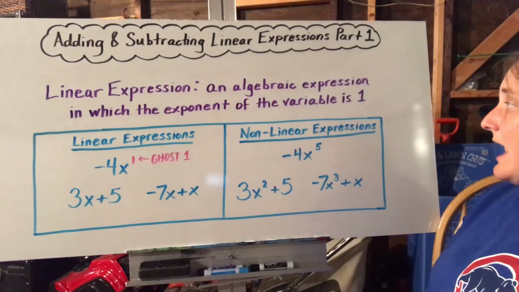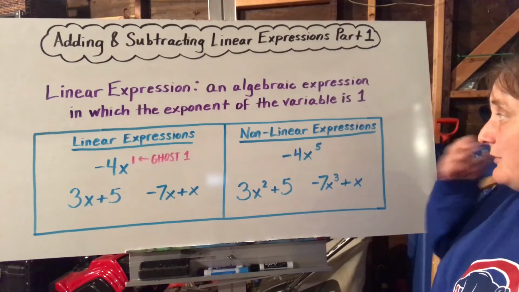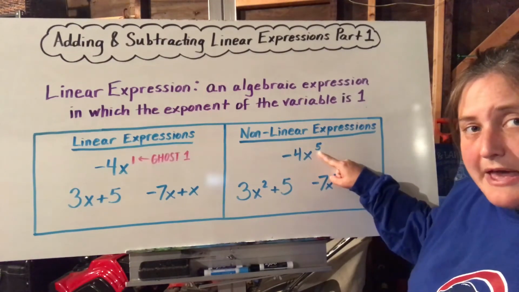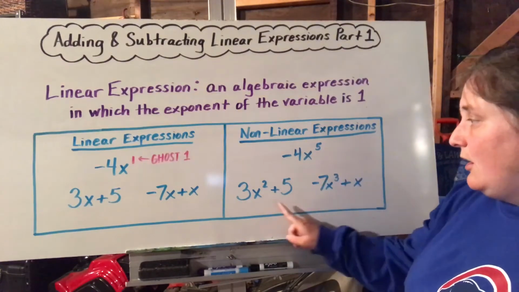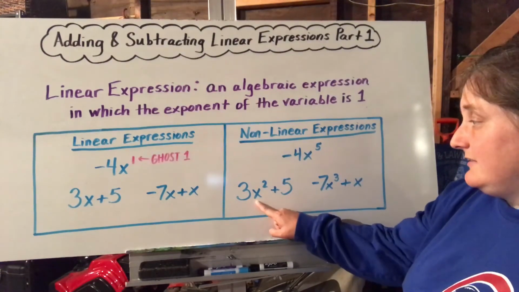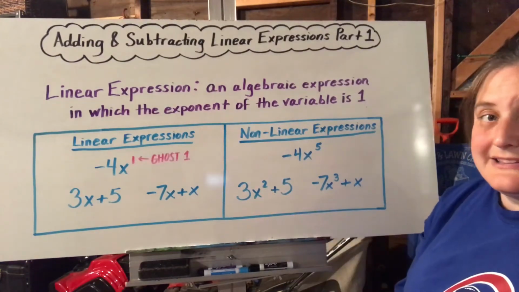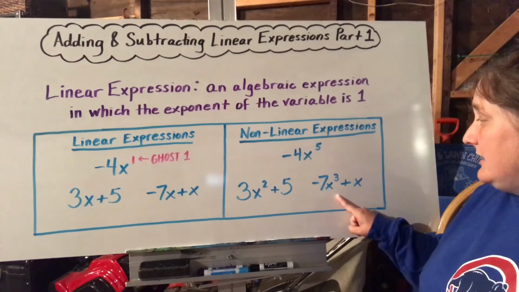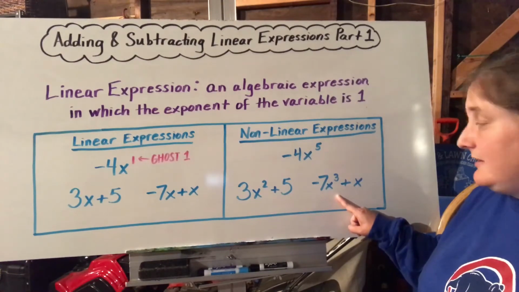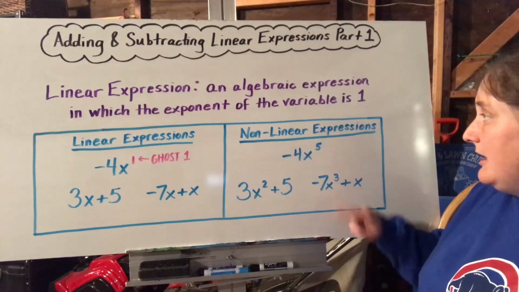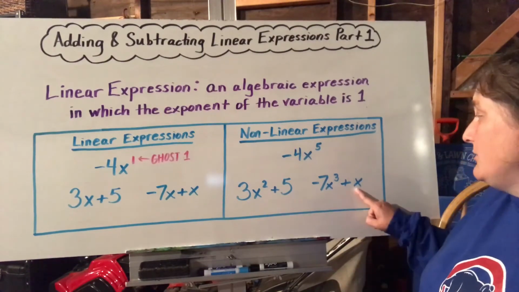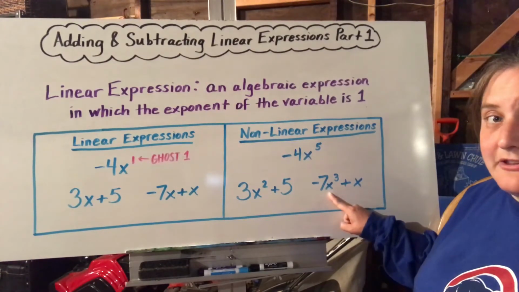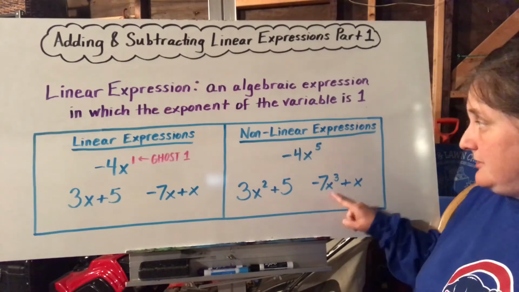So here are some non-linear expressions. We've got negative 4x to the 5th power. Because this x is raised to the 5th power, this is automatically not a linear expression. Or 3x squared plus 5. Because this x is raised to the 2nd power, it's not a linear expression. This is also a non-linear expression, negative 7x to the 3rd power plus x. Because this x is being cubed, this is a non-linear expression. Even though we do have a variable that is still raised to the first power, this variable is not. So this is automatically a non-linear expression.